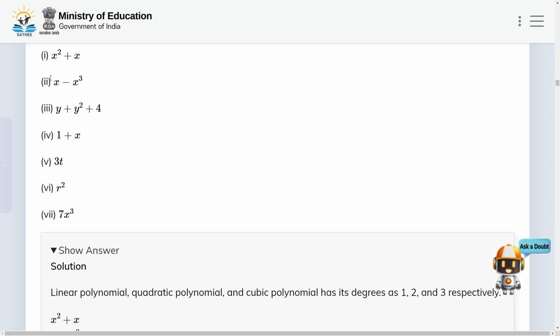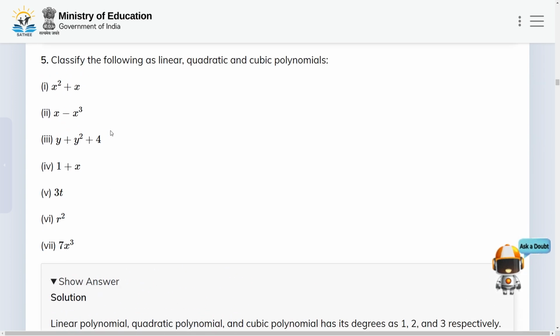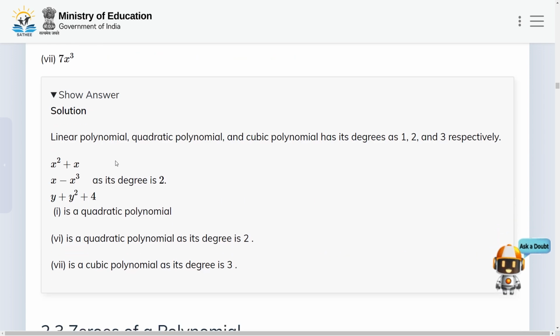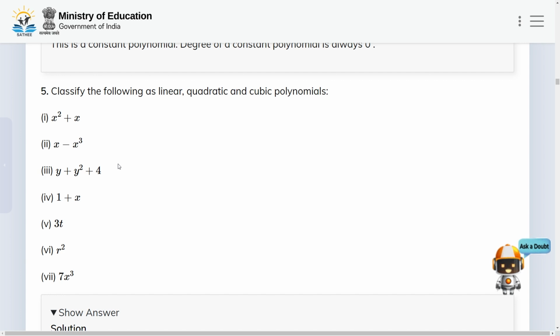And the second one, we have x minus x cube. Here the degree of this polynomial is 3, since the highest power of the variable x is 3. So the degree of x minus x cube is equal to 3. Therefore this expression is a cubic polynomial. Let us see the third one. Here we have y plus y squared plus 4. This is a polynomial in variable y with degree 2, so this polynomial is a quadratic polynomial.